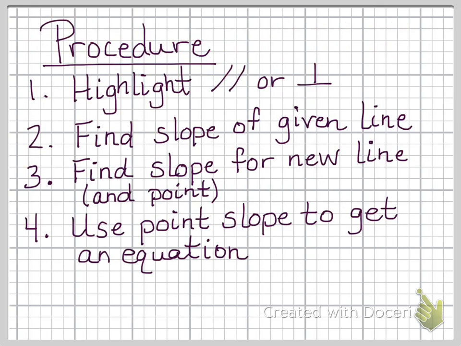So our procedure for how to create an equation: First thing you do is highlight what they're asking you. Are they asking you parallel or perpendicular? Then find the slope of the line that you were given originally. Then decide what you have to do to that slope to make it match. If it's parallel, it's the same. Perpendicular, it's the opposite reciprocal. Then look at a point that you were given. Then you're going to use that point and the slope, usually using the point slope formula to get an equation, but occasionally they'll give you a point that is the y-intercept.